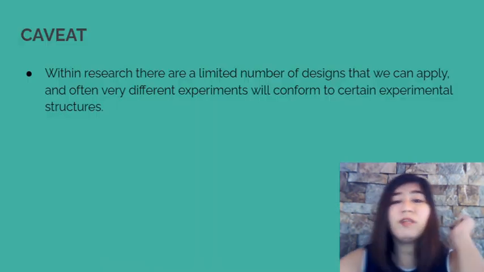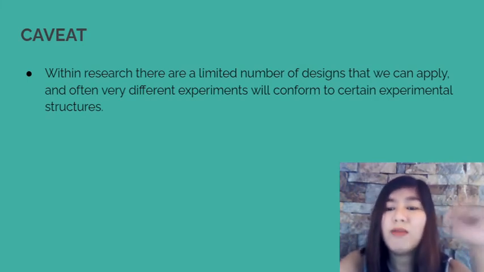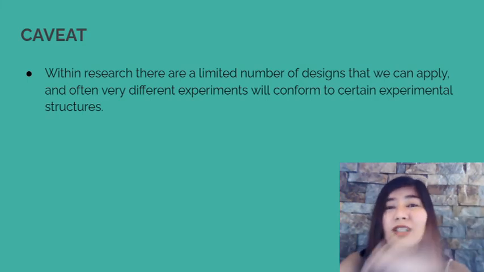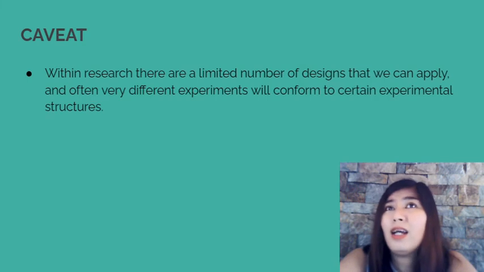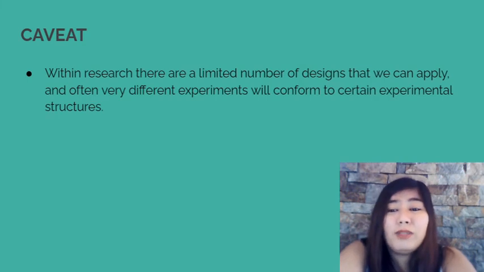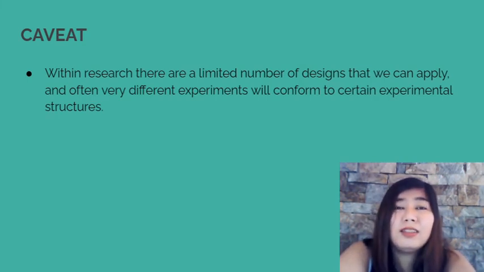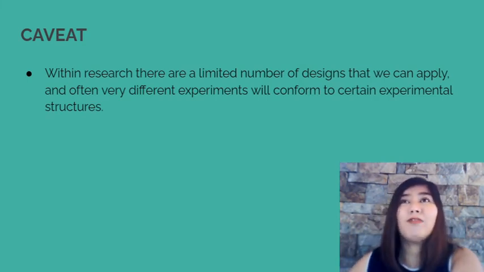Some caveat in designing an experiment is that within research, there are a limited number of designs that we can apply. Often, very different experiments will conform to certain experimental structures. Going back to our earlier statement, we can have the same independent variable, but how we manipulate it can vary. In terms of the number of experimental designs it's limited, but in terms of the findings that we can get from it, they can also vary.